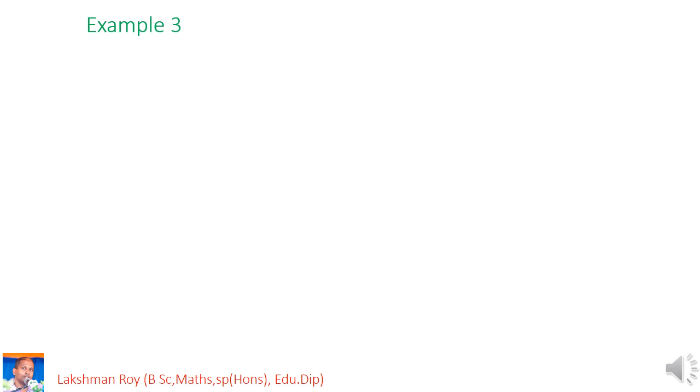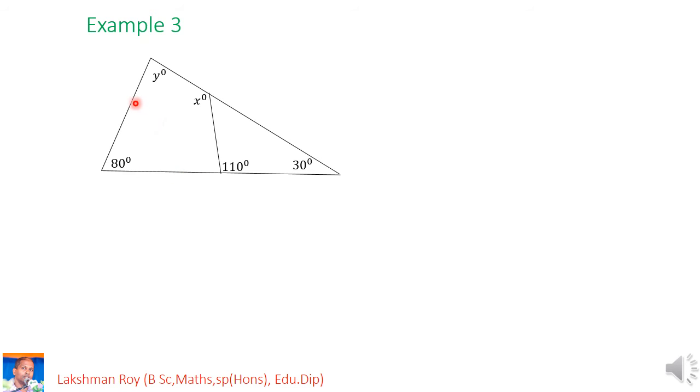Next, example 3. Let's see another good example, students. You can get an idea how to solve problems related to interior angles of quadrilaterals. Now see, this is my figure. A different figure here, not only a quadrilateral, a triangle is also there. I'll mark the angles 80 degrees, 100 degrees, 30 degrees, x degrees, y degrees.